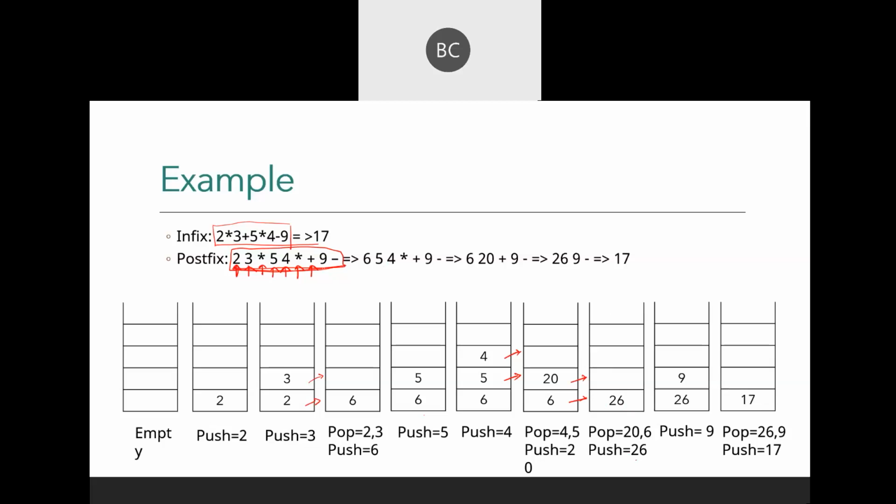Okay, now scan again. You have a 9. So it's an operand, so you will push 9 here. Next, scan again. It's a minus sign. So what will you do? You will simply subtract 9 from 26. The answer will be 17. So you will pop 9 and 26, then subtract and push the 17 here.